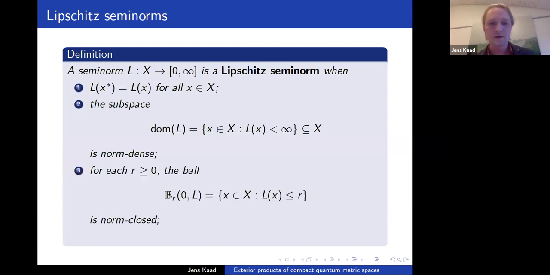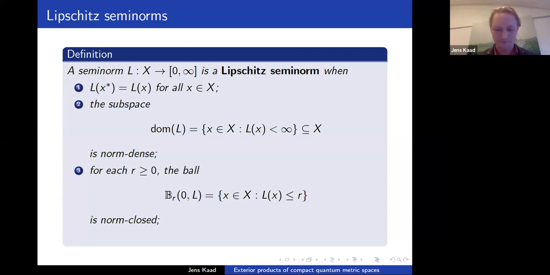Okay, third condition is that my Lipschitz seminorm has to be lower semi-continuous. This I can rephrase as follows. Whenever I have a radius r, I can look at the Lipschitz ball with radius r. So it consists of all operators where the Lipschitz seminorm is less than or equal to r. And this has to be closed in operator norm. So that's equivalent to requiring the seminorm to be lower semi-continuous.